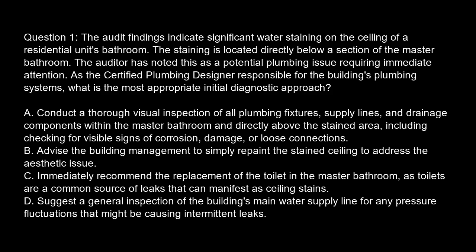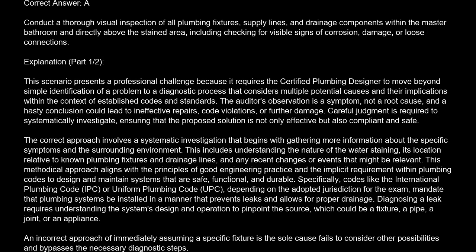Option D. Suggest a general inspection of the building's main water supply line for any pressure fluctuations that might be causing intermittent leaks. Correct answer is A. Conduct a thorough visual inspection of all plumbing fixtures, supply lines, and drainage components within the master bathroom and directly above the stained area, including checking for visible signs of corrosion, damage, or loose connections.